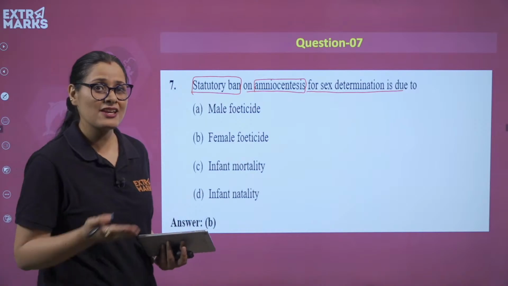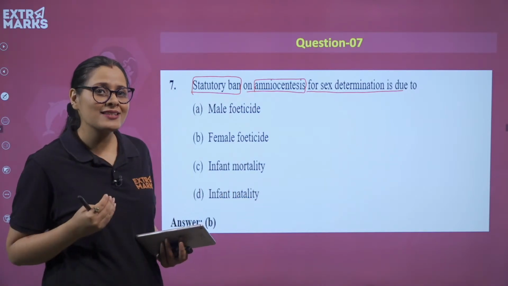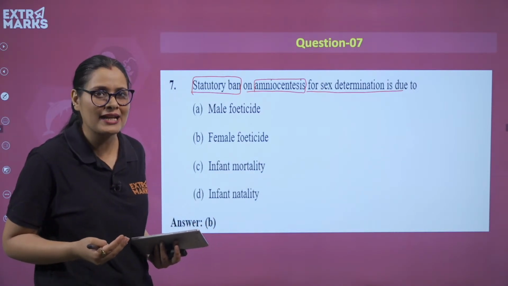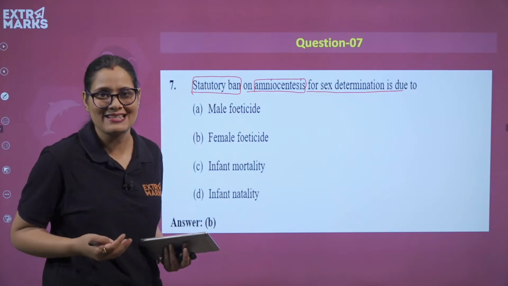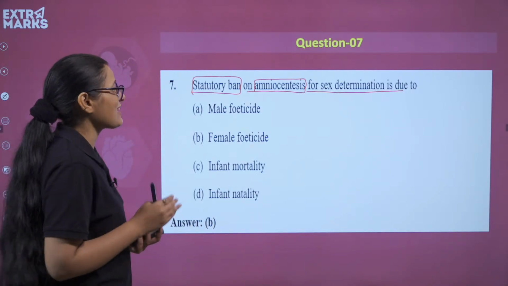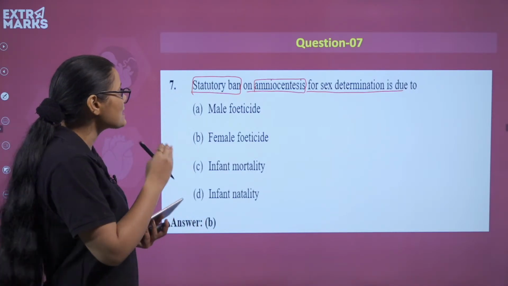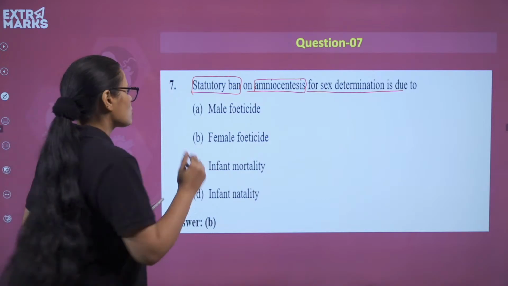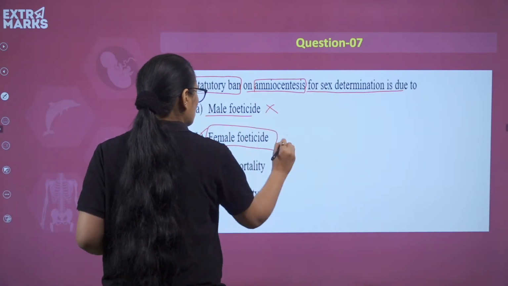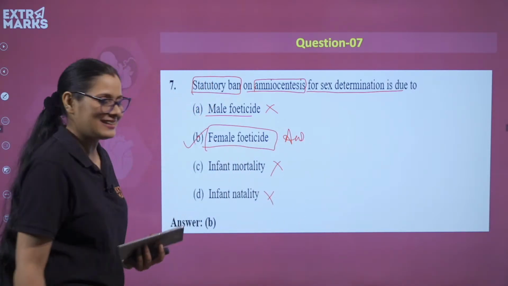As the name says, it is sex determination. Determining the sex of the baby, especially when it is a female child, led to female feticide. This led to female feticide, which is a disadvantage, and the government has made these amendments and statutory ban over it. So it is not because of male feticide but because of female feticide. This would be the answer, and not because of infant mortality and infant natality.